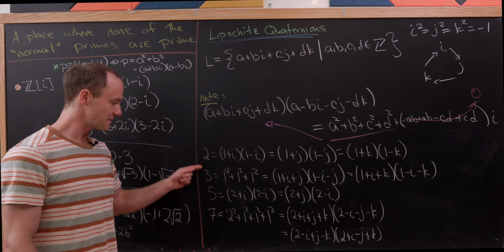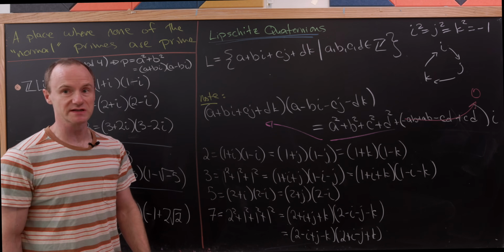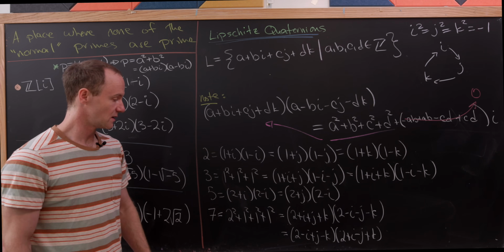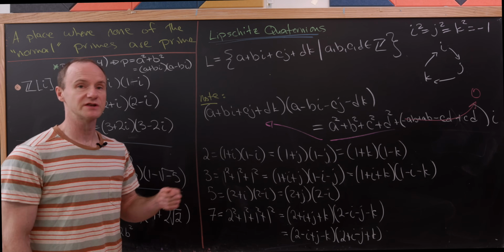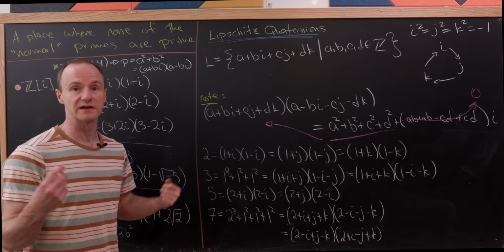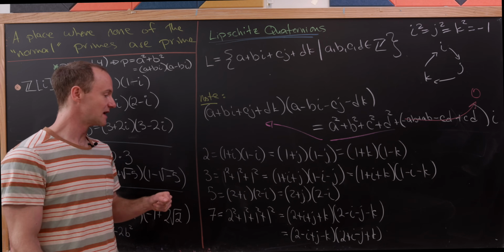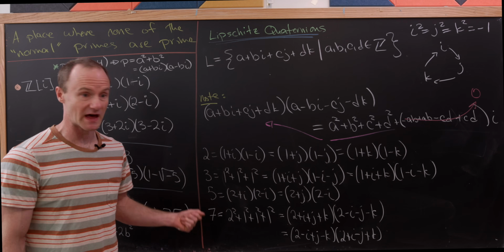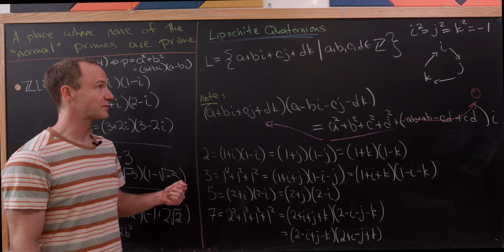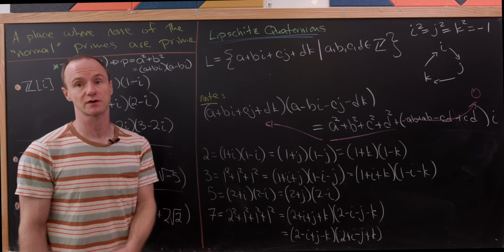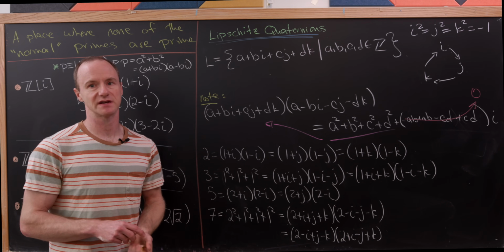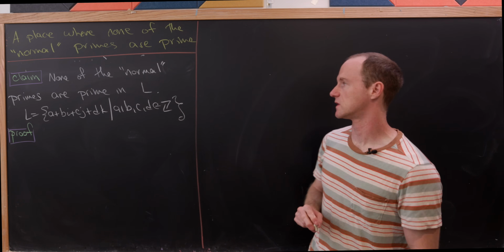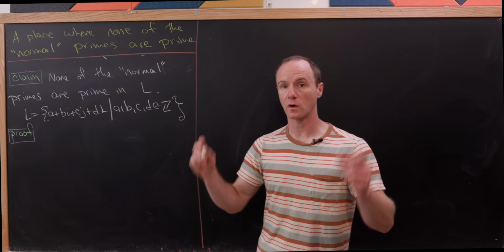So I think what we're motivating here is it looks like every prime can be factored in these Lipschitz quaternions. Maybe we could do some more examples to really convince ourselves of that, but instead, let's provide a proof that in fact every prime can be factored in these Lipschitz quaternions, which means none of the normal primes are primes anymore.